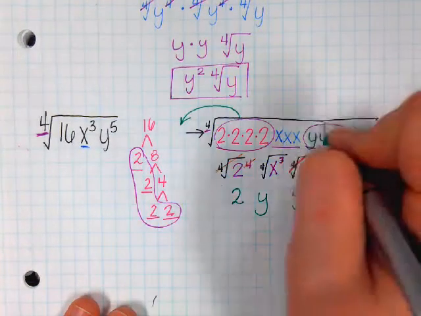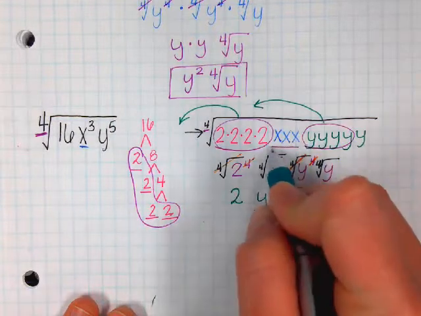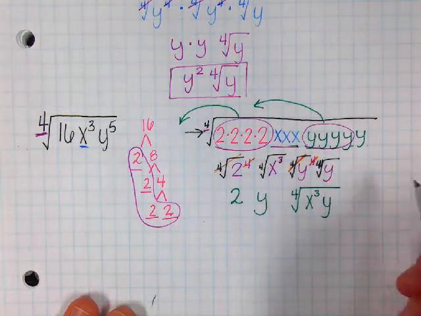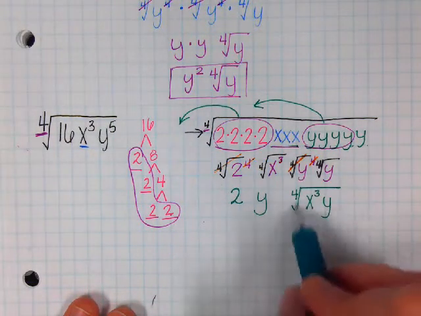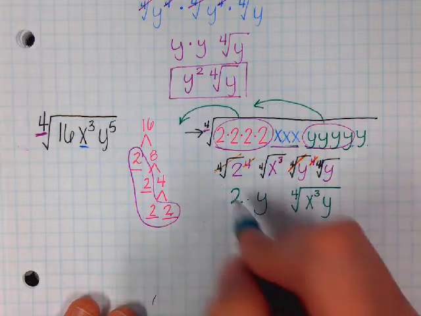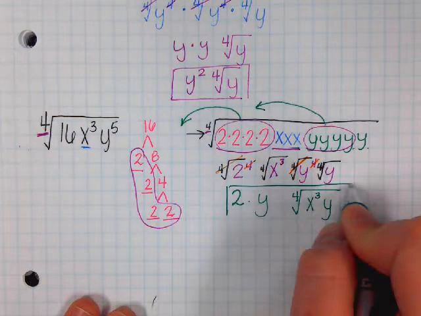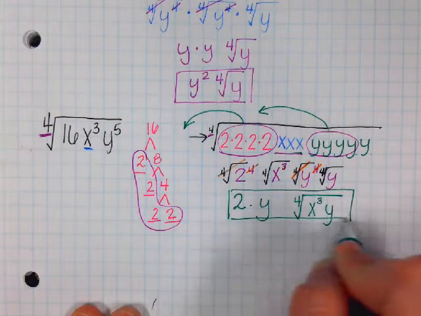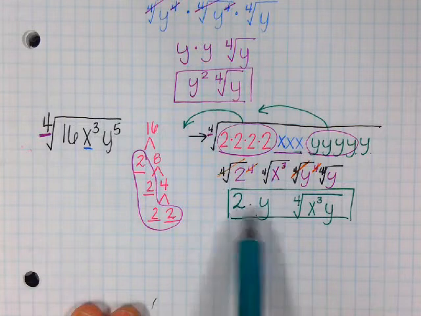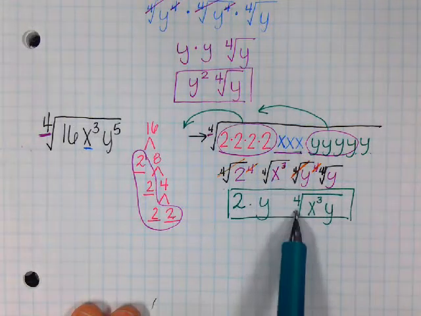So again, like I was talking about before, we have a set of 2's that could come out, and we have a set of y's. The x cubed and the y that are right there still stay inside of the fourth root. So that's my final answer. It's just a little spread out because of how I wrote it.